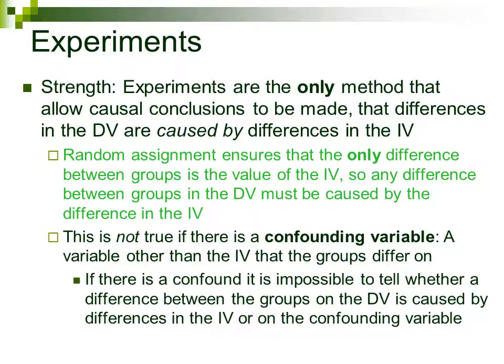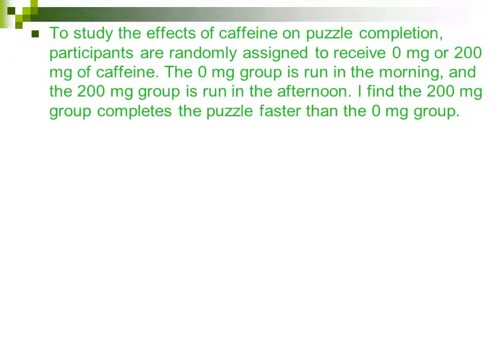So let's do that now. In this example, to study the effects of caffeine on puzzle completion, participants are randomly assigned to receive either 0 milligrams or 200 milligrams of caffeine. The 0 milligram group is run in the morning, and the 200 milligram group is run in the afternoon. I find that the 200 milligram group completes the puzzle faster than the 0 milligram group.